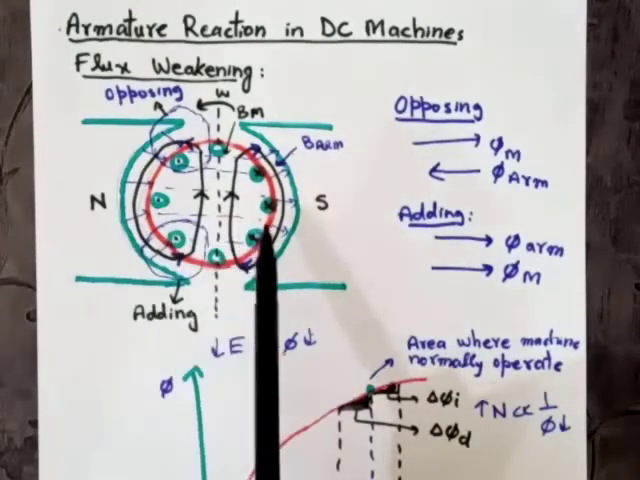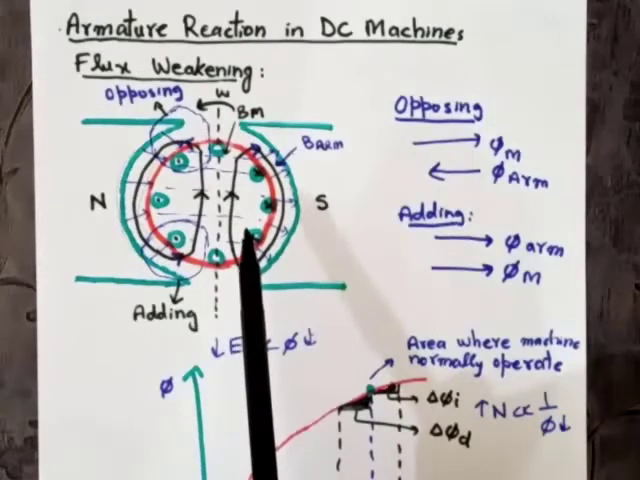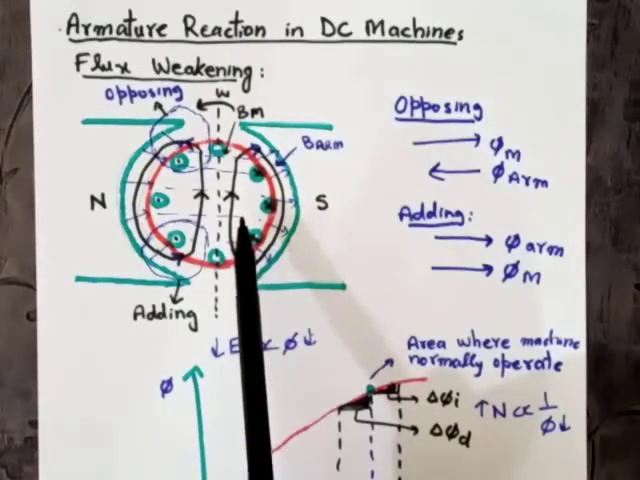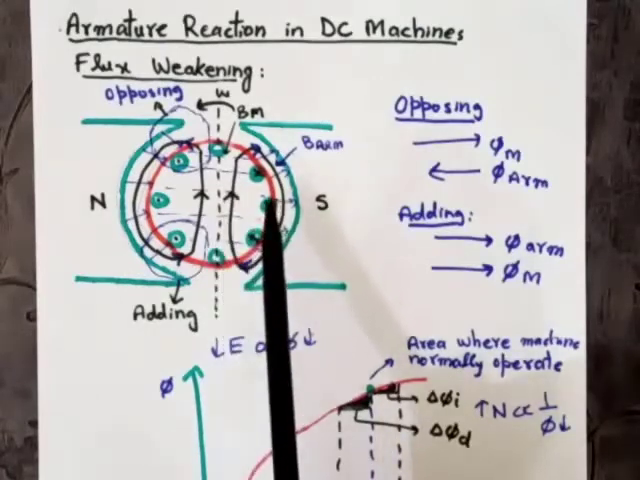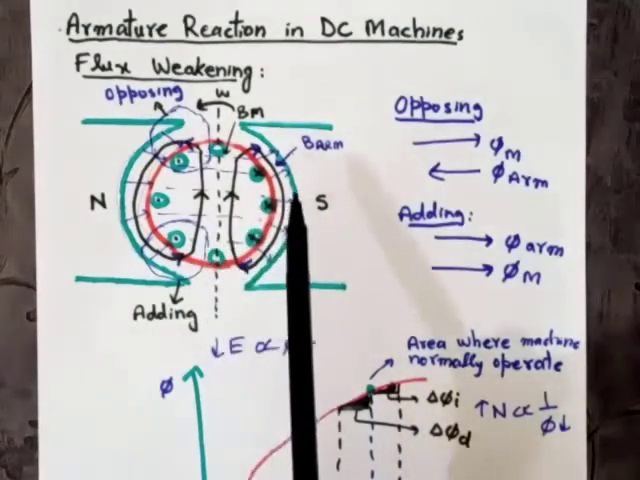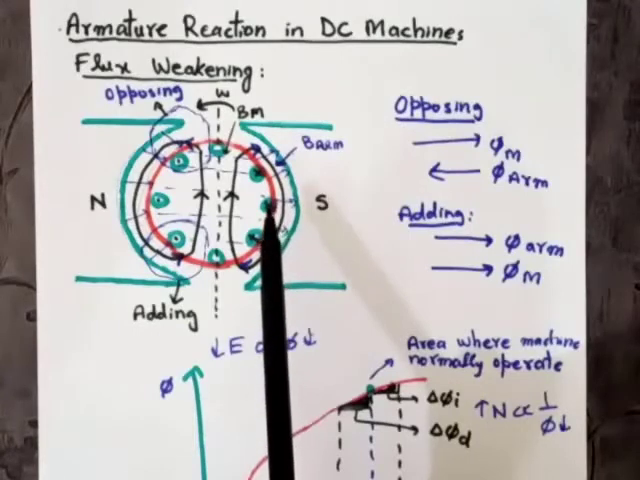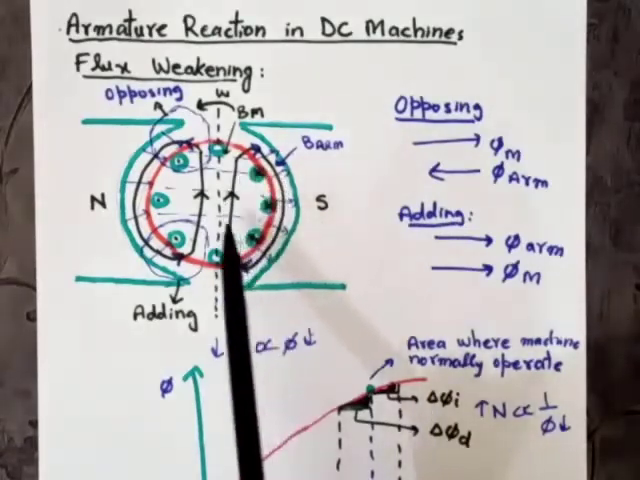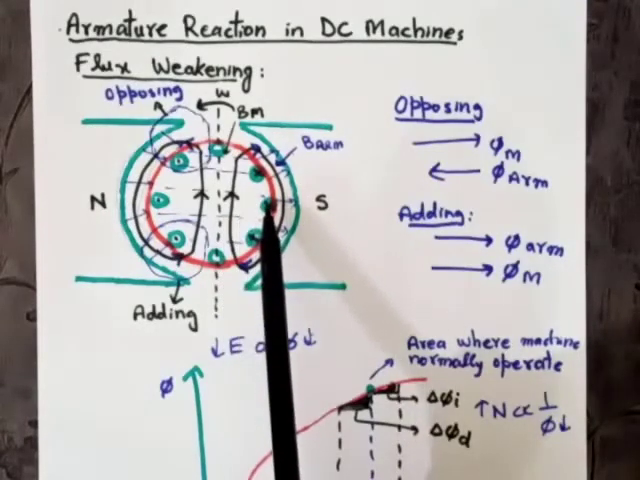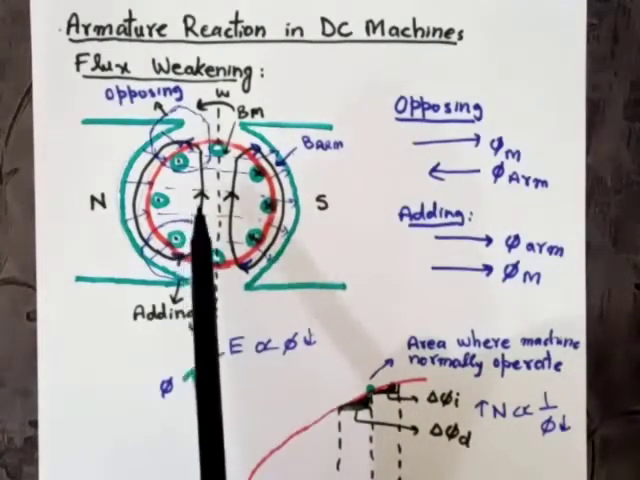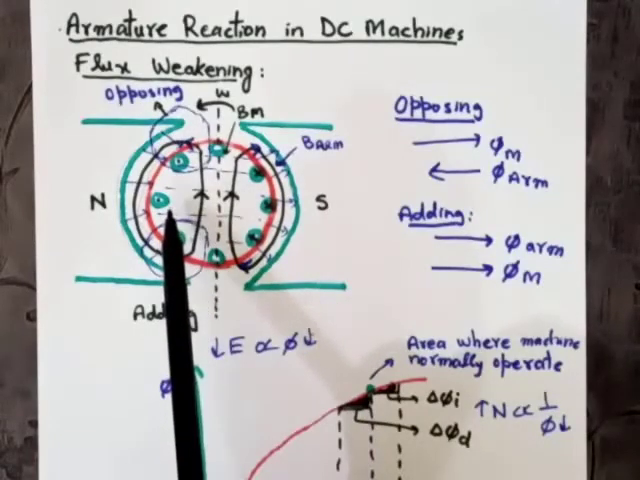So if I draw the armature flux, it looks like this. As we have already discussed, when the direction of the current is inward, the thumb is placed in the direction of the current and the fingers show the direction of the magnetic field. This will be the direction of the magnetic field when the current is inward, and this will be the direction when the current is outward.